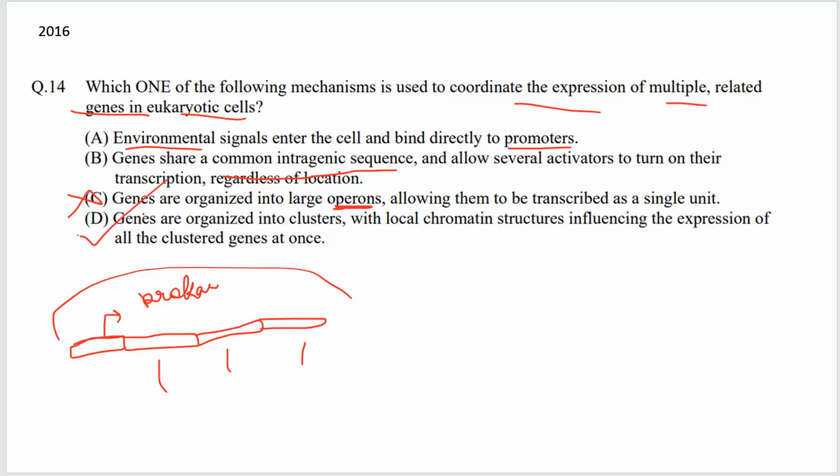So this is the thing. They are organized into clusters with the local chromatin structures influencing the expression of all the cluster's genes at once.